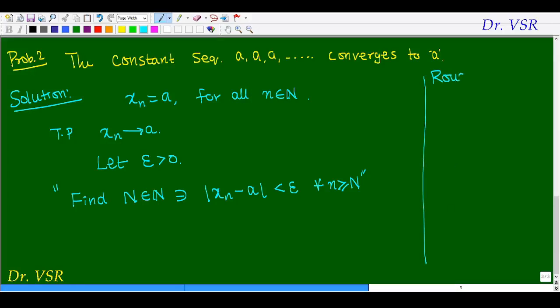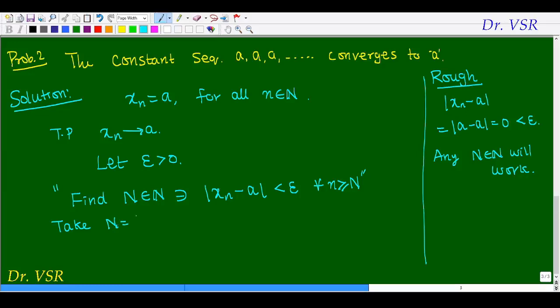What is modulus of x_n minus a? Modulus of x_n minus a is equal to modulus of a minus a, which is equal to 0. This is always less than epsilon. So any N belonging to the natural numbers will work. Okay, so particularly, take the capital natural number N equal to 1.